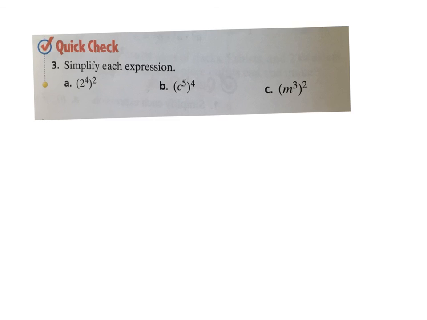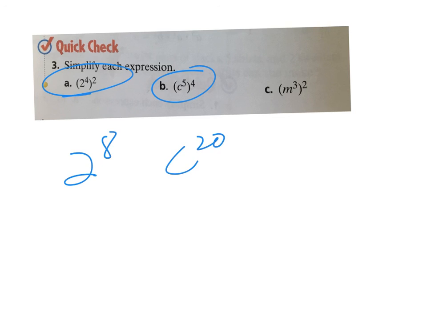Okay, so again, the rule of power to a power, right? So it's not power times a power, it's power to a power. 2 to the 4 times 2 is 2 to the 8th. c to the 5 times 4 is c to the 20th. And then m to the 3 times 2, so m cubed squared is 3 times 2, so m to the 6th.